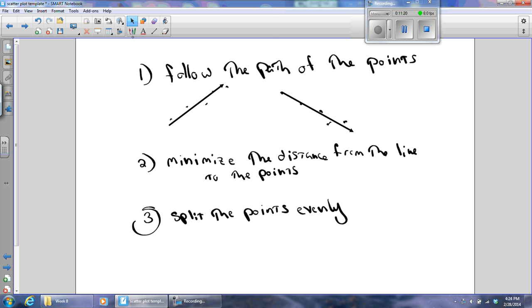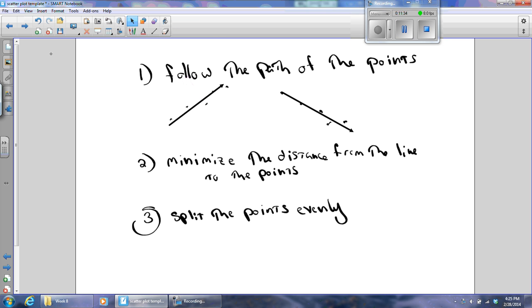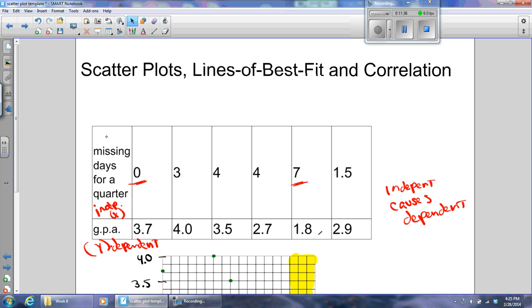By the way, it would be absolutely wrong, I hope you're watching, it would be absolutely wrong to do this and go, hey, I split the points evenly. Okay, because you're not following the path of the points. That would be absolutely wrong. Do not do that. All right, so I've got my data here.